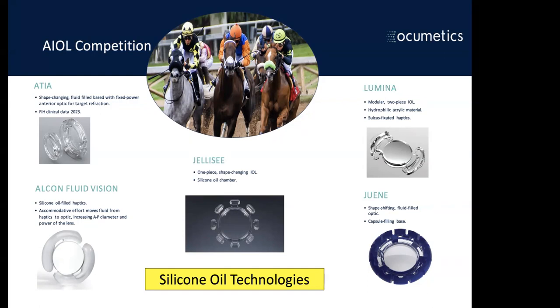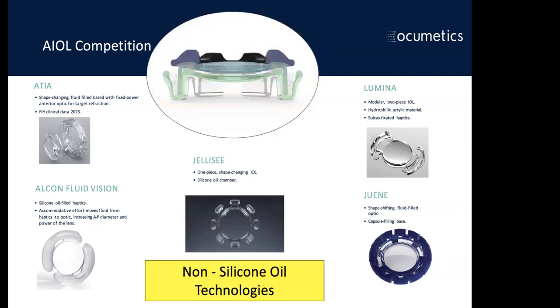Ocumetics is one of them, but the reason I've got it separated here is there are 5 companies at the top of the heap that all use silicone oil. And the main reason is because they're sliding their lenses across each other and they need some type of lubricant to do that. Well, Ocumetics is the only non-silicone oil technology, and we haven't really promoted that, but we will start promoting the significance of that from a design perspective.